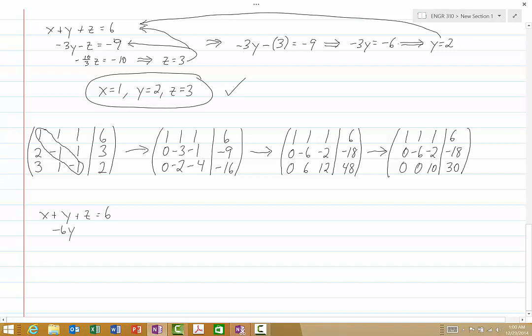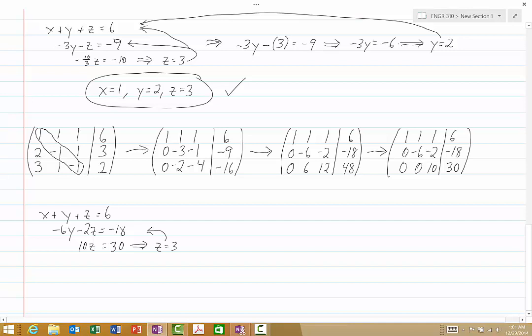Now notice, if you wanted to, before writing down the system of equations, you could multiply through this row by 1/2 if you wished, and then you would get back to this equation right here, but there's no need. It's just whatever you want to do. So negative 6y minus 2z equals negative 18, and then the last equation will be 10z equals 30. And of course that immediately implies that z is equal to 3.